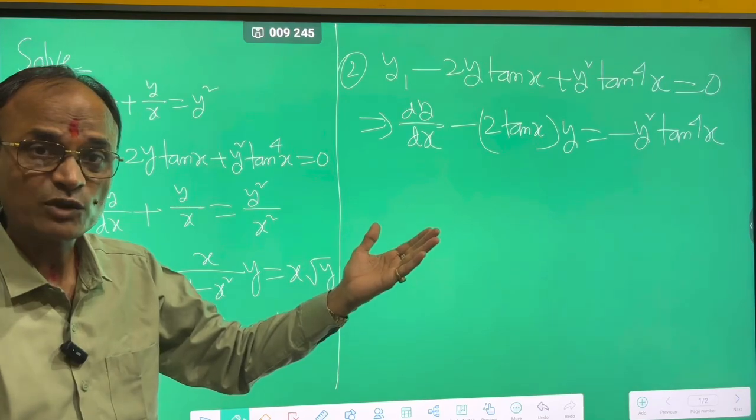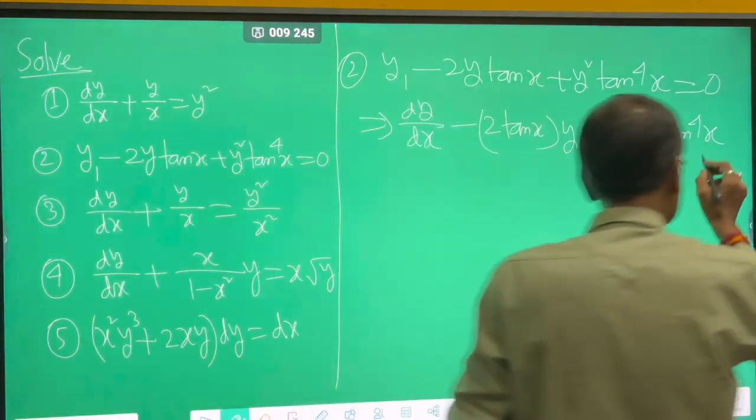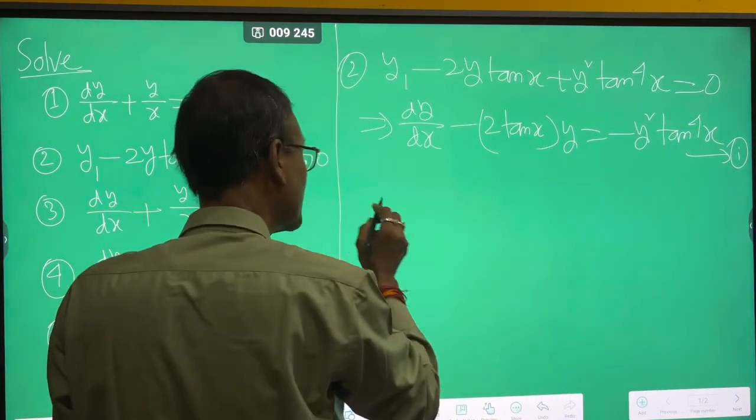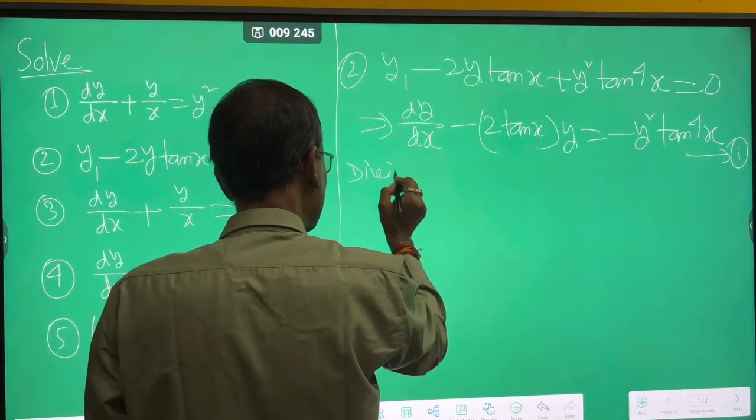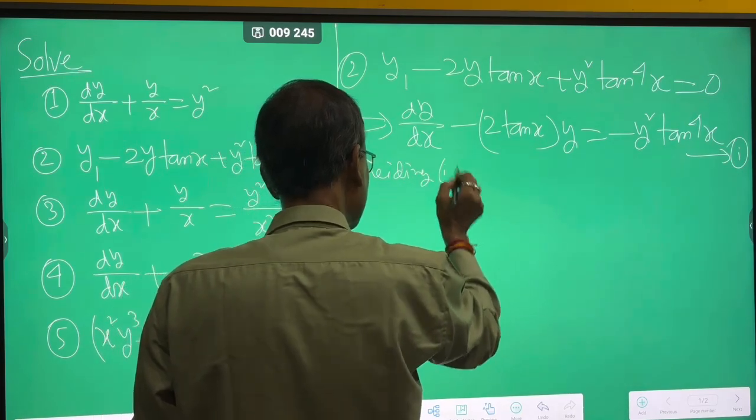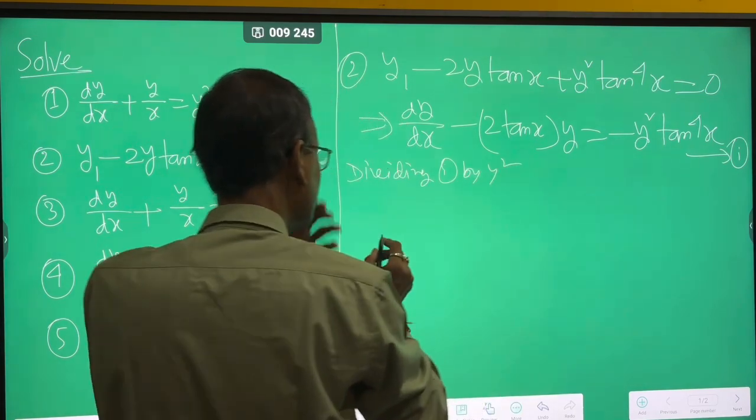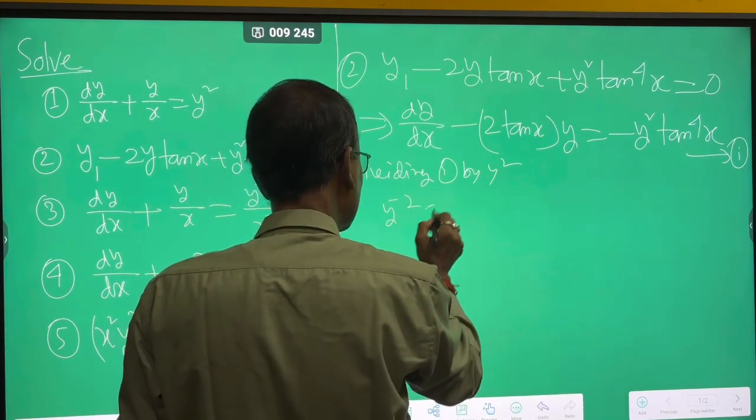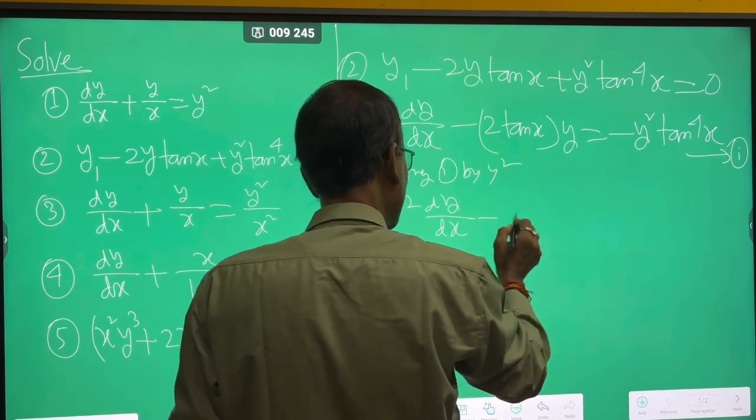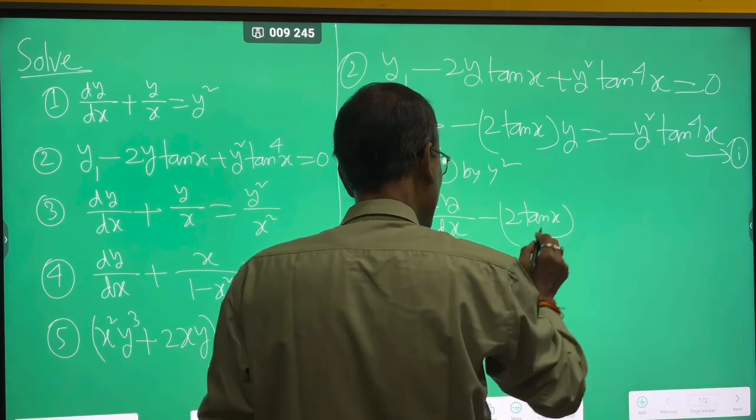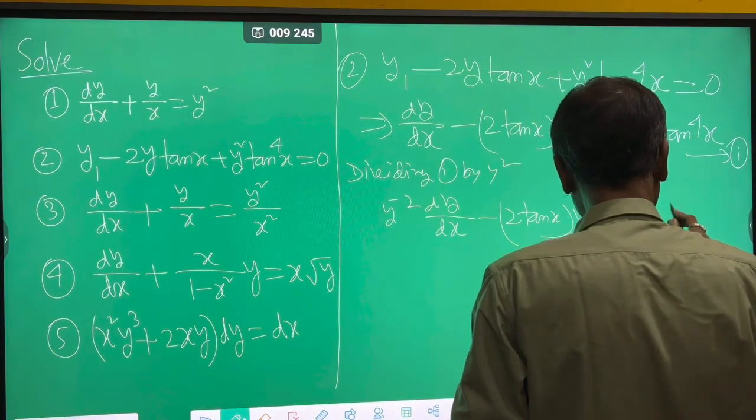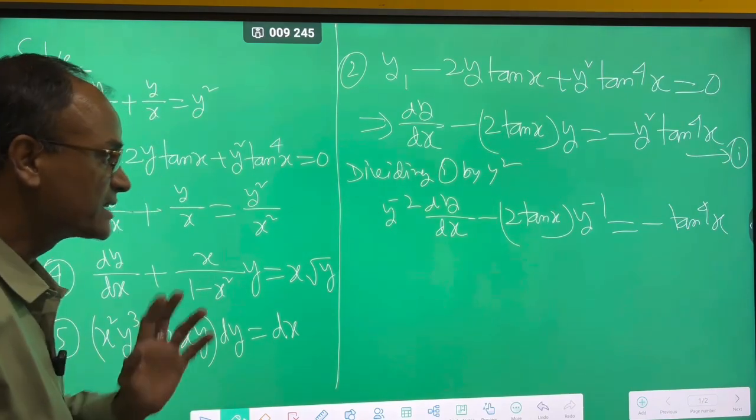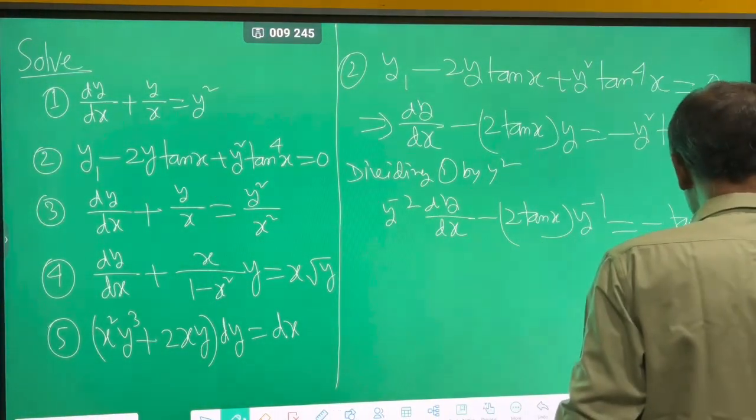Now divide this differential equation by y square. Suppose this is number 1. Dividing 1 by y square, you may write y to the power minus 2 dy by dx minus twice tan x into y to the power minus 1 equal to minus 10 to the power 4x. Suppose this is number 2.